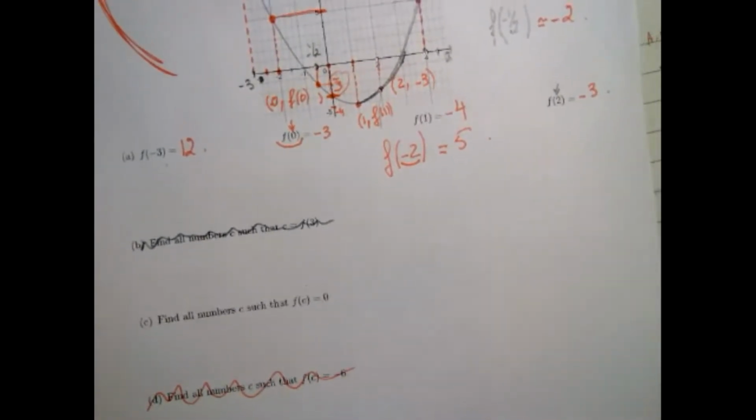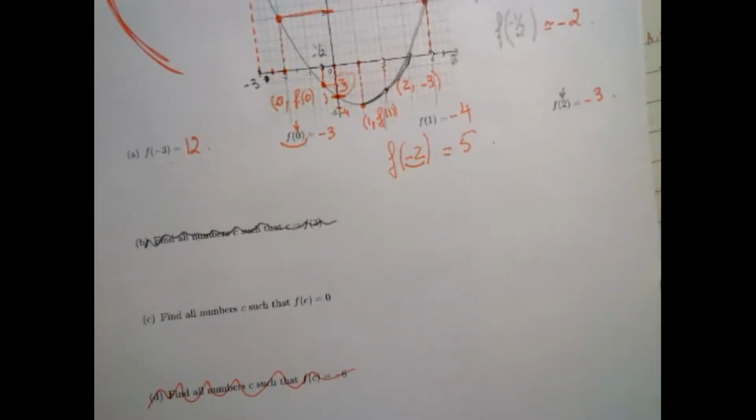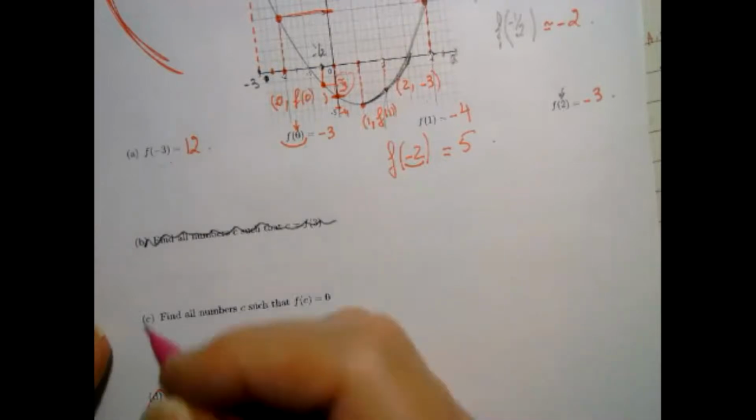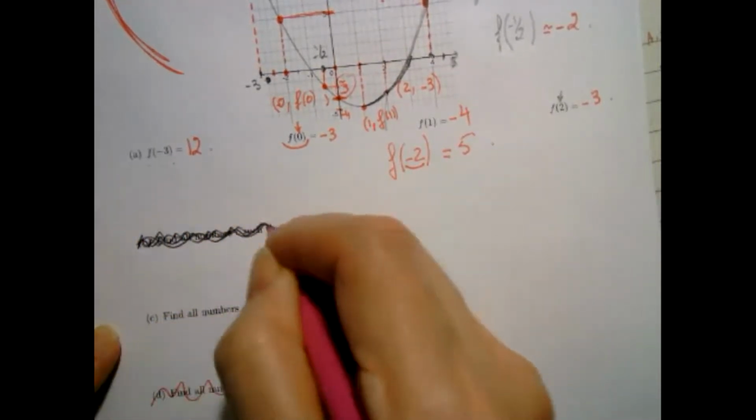Now, question number C. Sorry, I'm gonna scratch those. I want to scratch what's confusing. Find all numbers c such that f of c equal to 0. And now I want you to always ask the question, what am I looking for? The input or the output? Input. Which one are we doing? B or C? C.